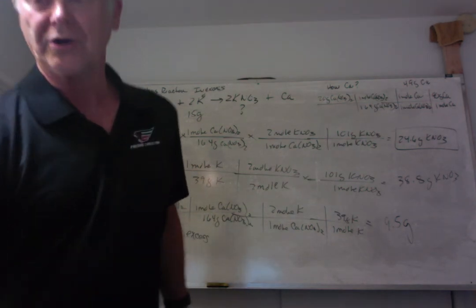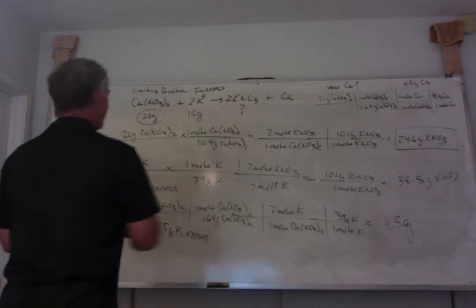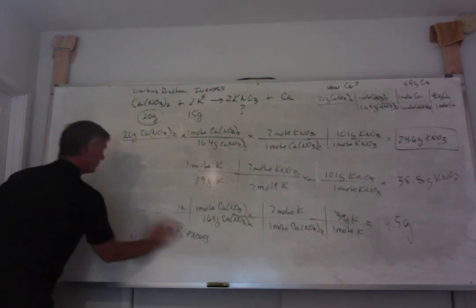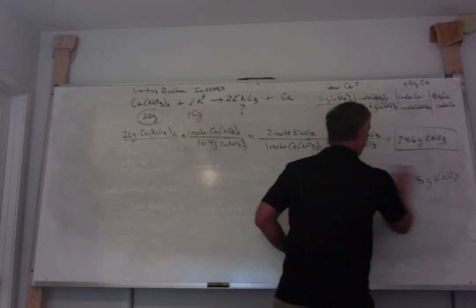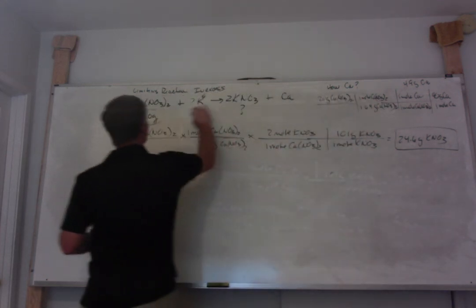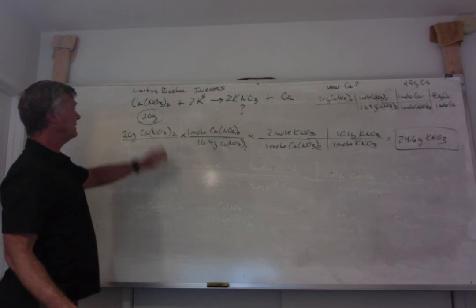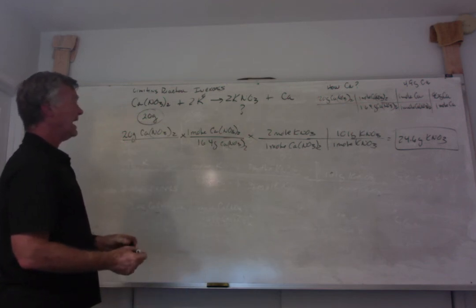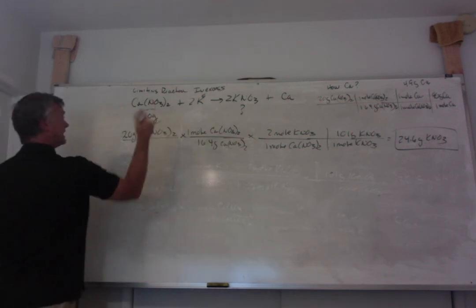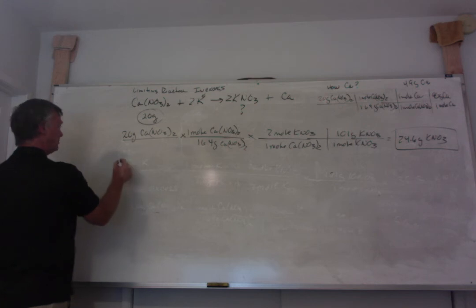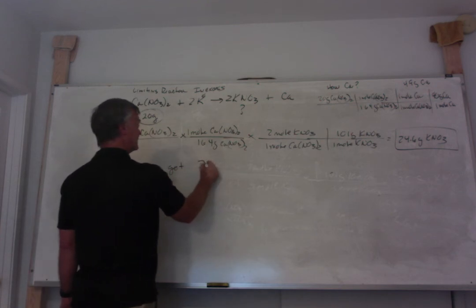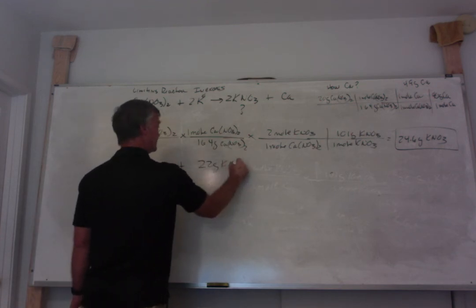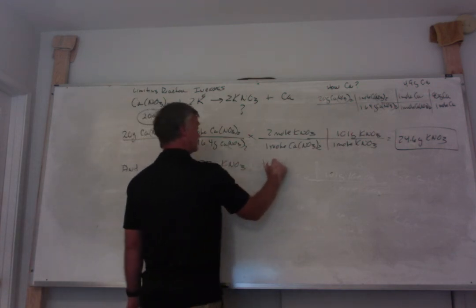Now, there's one other part, and I'm just going to erase part of this. If on this problem, we started out, and I said, you have, and let's do this, we've got 20 grams of calcium nitrate and excess potassium, but you run the experiment and you get 22 grams of potassium nitrate. The question will be, what is your percent yield?